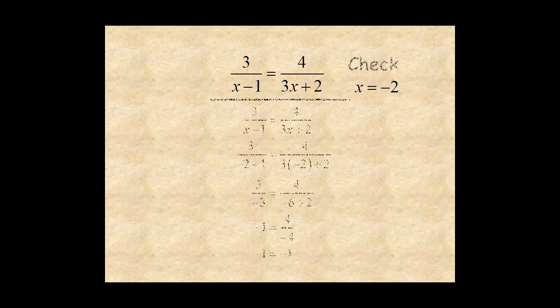Be sure to check the solution. Substitute x equals negative 2 in the equation. The left side is 3 divided by negative 3, and the denominator on the right is negative 6 plus 2. Then the left side of the equation is negative 1, and the right side is 4 divided by negative 4. Finally, the right side becomes negative 1, and the solution checks.